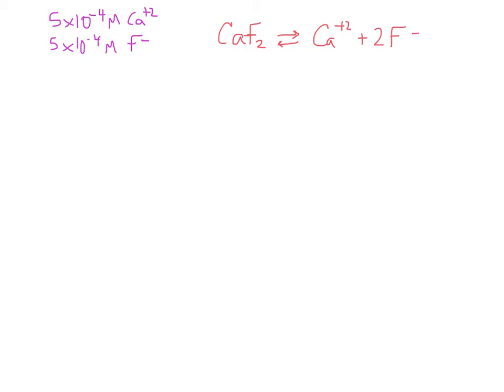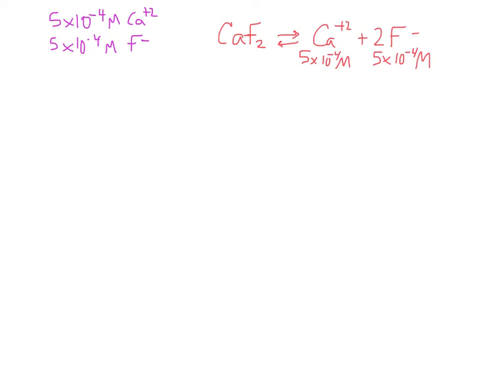Will it shift left, or will it shift right? So going back and putting in the numbers that we had from earlier, 5 times 10 to the negative 4 molar calcium, and 5 times 10 to the negative 4 molar fluorine. And from here, once we've mixed these two things together, we're going to figure out whether the reaction is going to shift left or right.